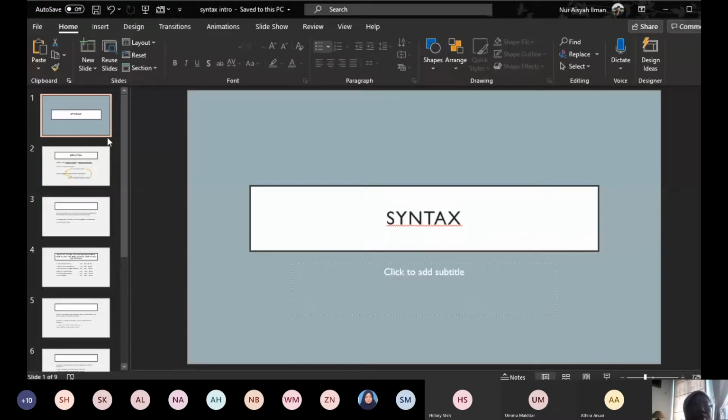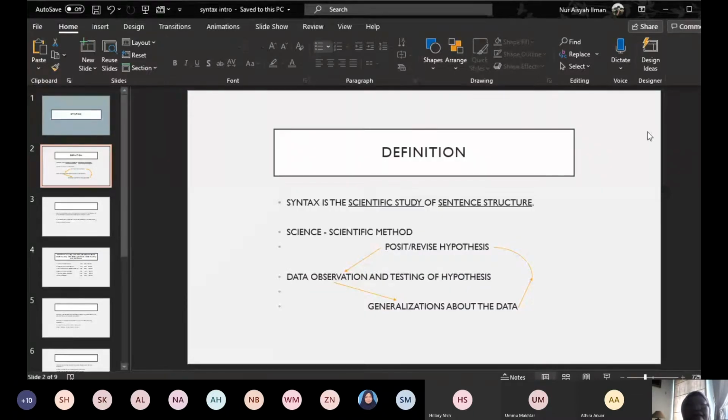Okay, so we're going to talk about syntax and, mana big screen ni slideshow. Nampak ke? Nampak, Doktor. Nampak.